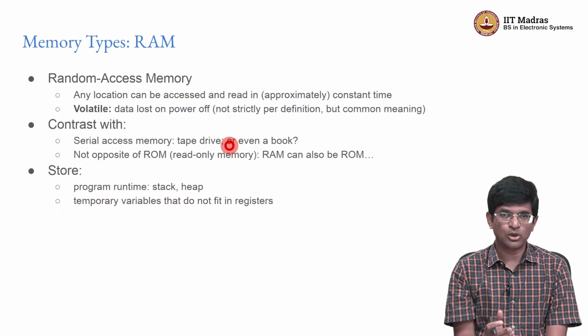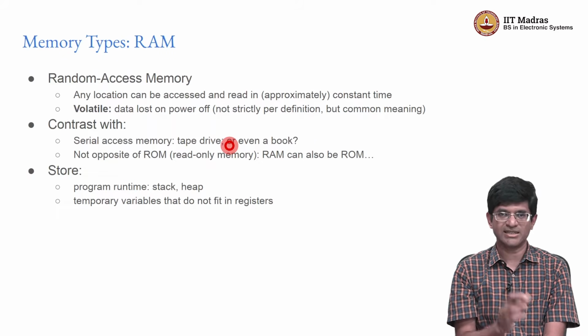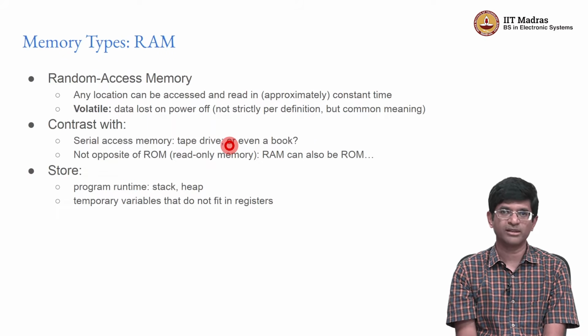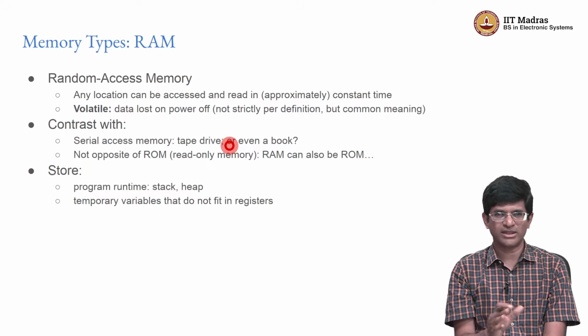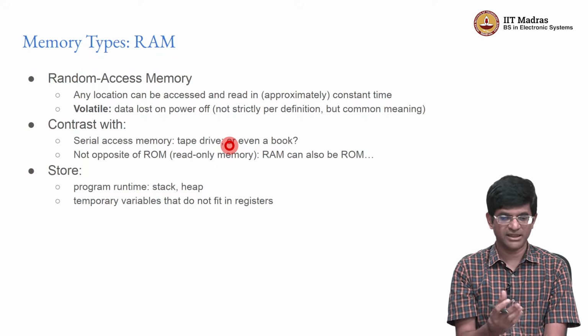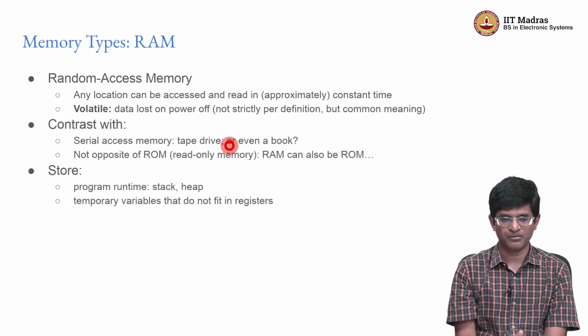To some extent, a book is similar. Although a book does have random access capabilities, I can jump to any page in the book at any point. But if I want to, for example, read through the book, I usually need some kind of indirection. I need to probably read through it page by page, right? So a book is in some sense closer to RAM than to serial access, but tapes are very definitely serial access, and those were the real contrast to RAM.